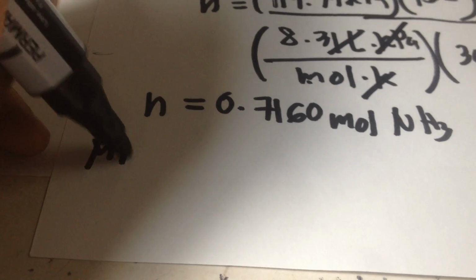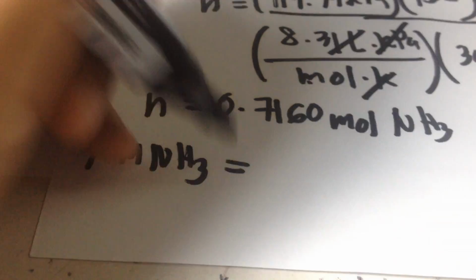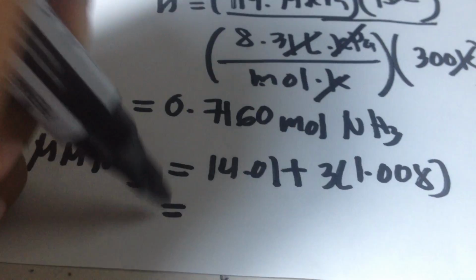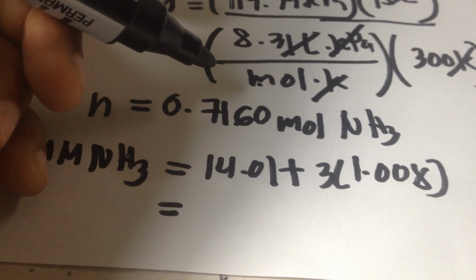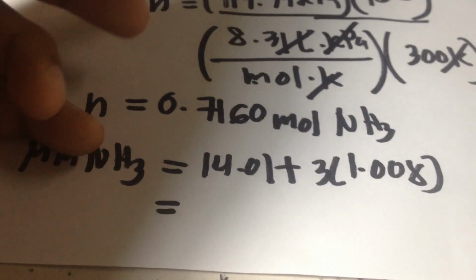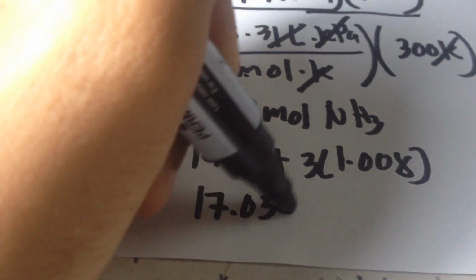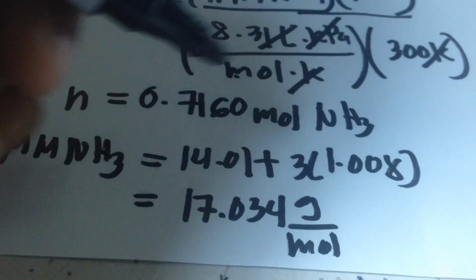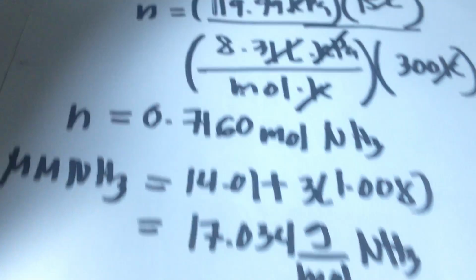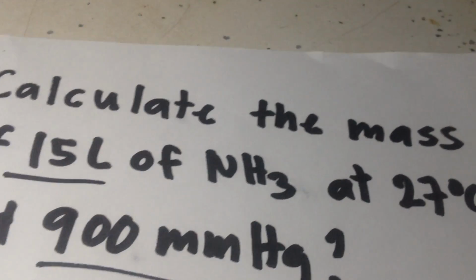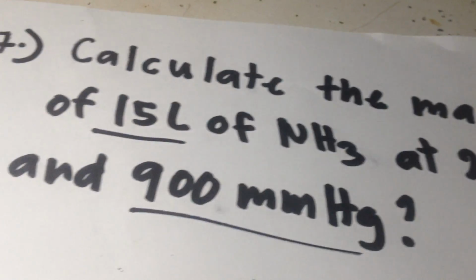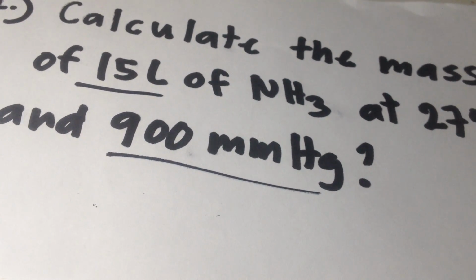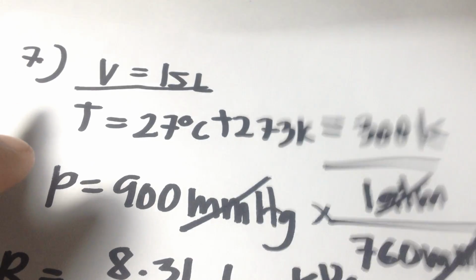So we need to get the molar mass of ammonia. The molar mass of ammonia is equal to 14.01 plus 3 times 1.008, which is equal to 17.034 grams per mole of ammonia. But the question is, calculate the mass. So calculate the mass of 15 liters of ammonia. So we need to calculate the mass.